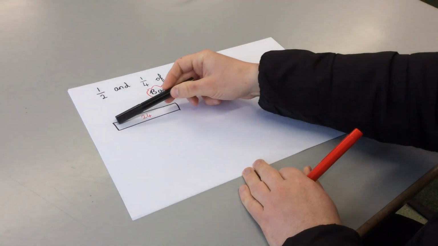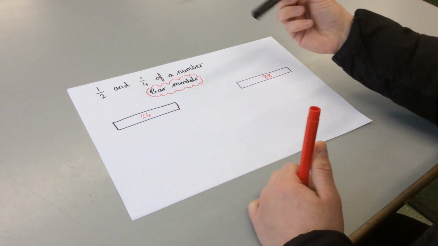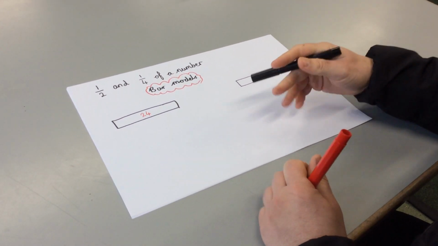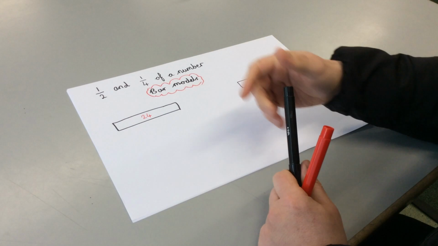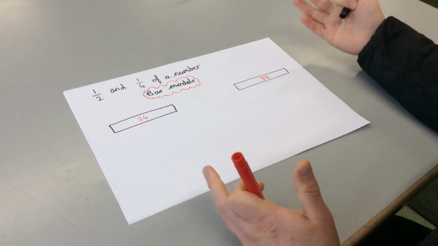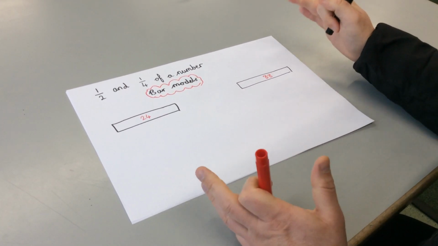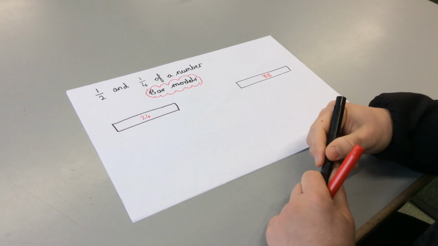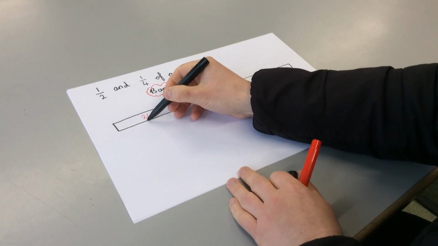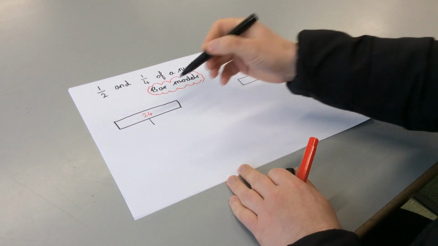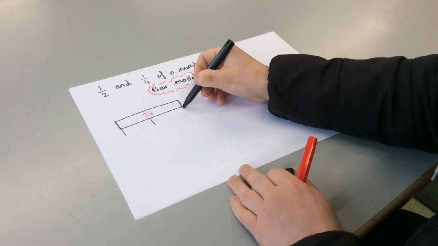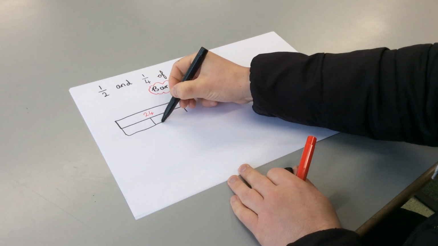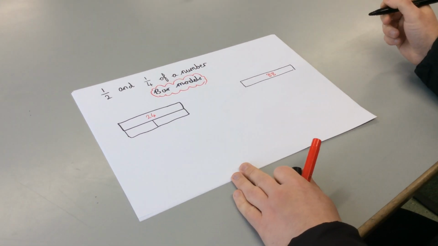So this diagram here, I've decided to use the number 24. In my mind, I'm thinking it could be 24 pounds, it could be 24 apples, it could be 24 cakes. It doesn't really matter what it's got 24 of. When I work out a half of something, what I'm actually doing is I'm splitting this into two pieces. It's a bit like with your shapes yesterday when you were breaking it into two.